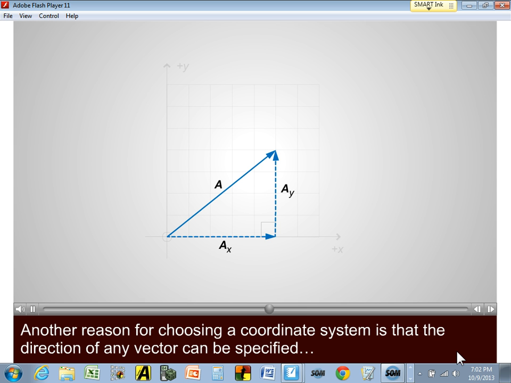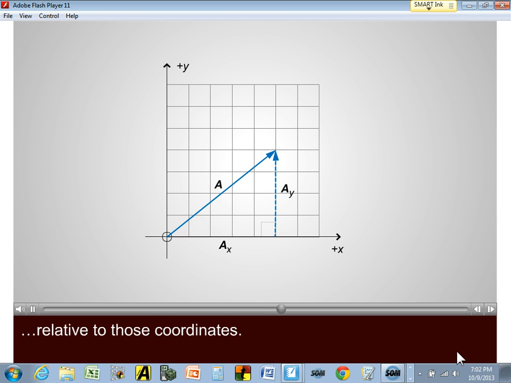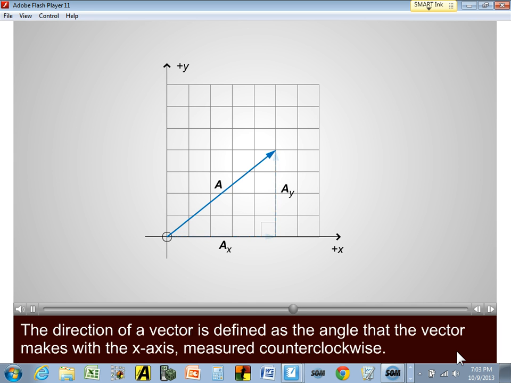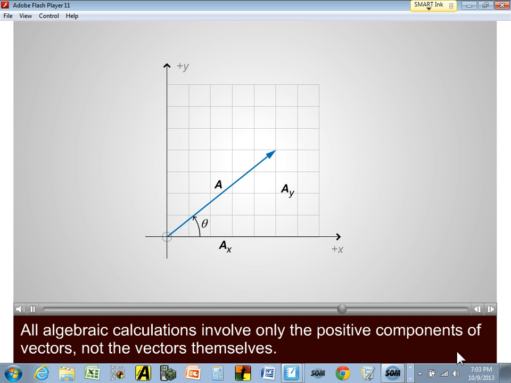Another reason for choosing a coordinate system is that the direction of any vector can be specified relative to those coordinates. The direction of a vector is defined as the angle that the vector makes with the x-axis, measured counterclockwise. In the coordinate system here, the angle θ tells the direction of the vector A. All algebraic calculations involve only the positive components of vectors, not the vectors themselves.